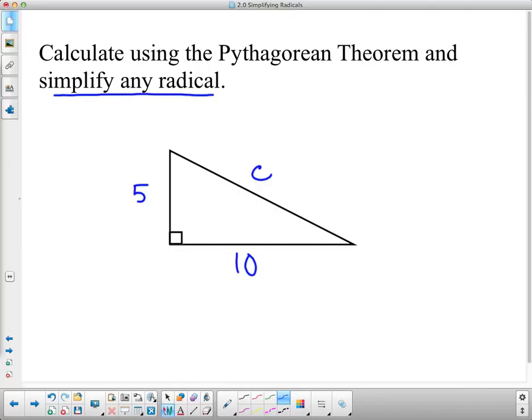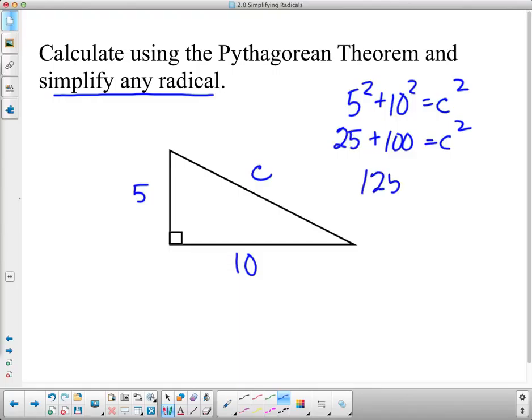Okay, so start with your Pythagorean theorem. What squared plus what squared equals what squared? 5 squared plus 10 squared equals C squared. 5 squared, 25. 10 squared, 100. So that's 125 equals C squared. Now I want just C.